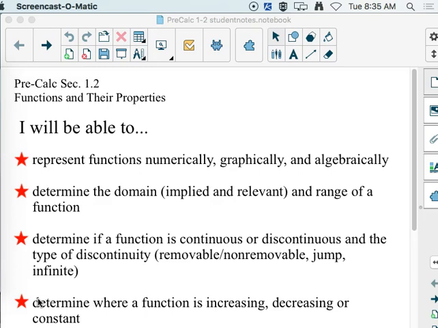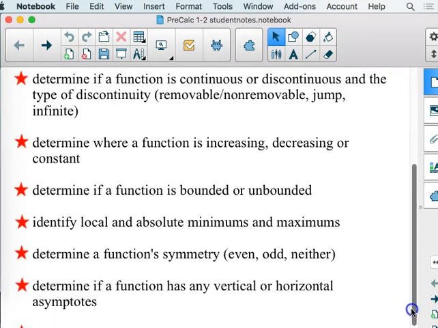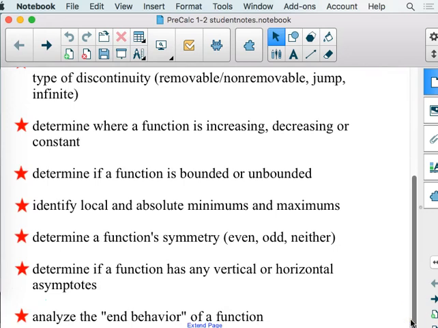Determine whether a function is increasing, decreasing, or constant. And we talked about that a teeny bit in Algebra 2. It's not a hard concept. It's just something where you had so much that we were already teaching about functions. We're going to hang on and teach them a little bit more in pre-calc.